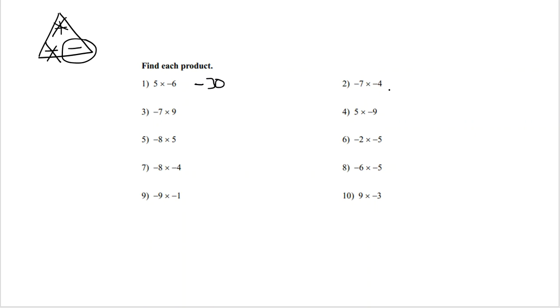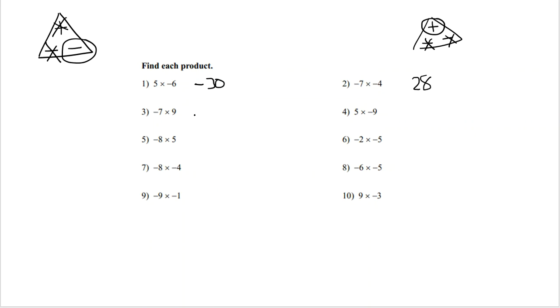Number 2, we have a -7 times a -4. So if we have our little party hat here, this is the negative part of the hat, this is the positive part of the hat. So if we have a negative times another negative, our answer will be positive. So our answer would be positive 28. Remember, any time one of your integers is negative, your answer will be negative. Anytime both of your integers are negative, your answer will be positive.